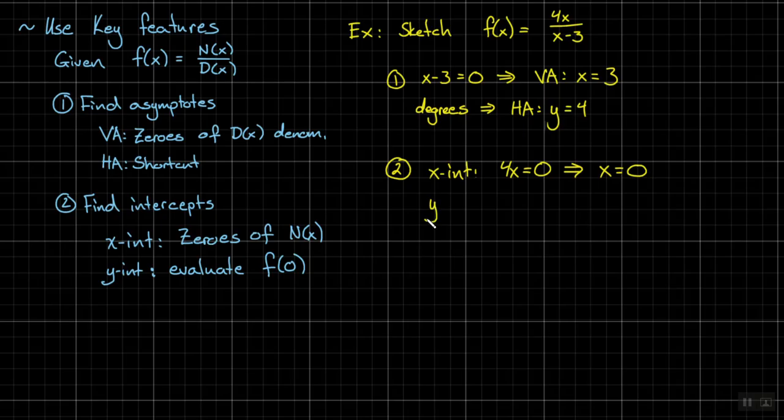Maybe. What about the y-intercept? Can I find f of 0? It's 0 over negative 3. And I'll just write it out so we can see how we get it. 4 times 0 over 0 minus 3. 0 over negative 3 equals 0. I now have all this information.